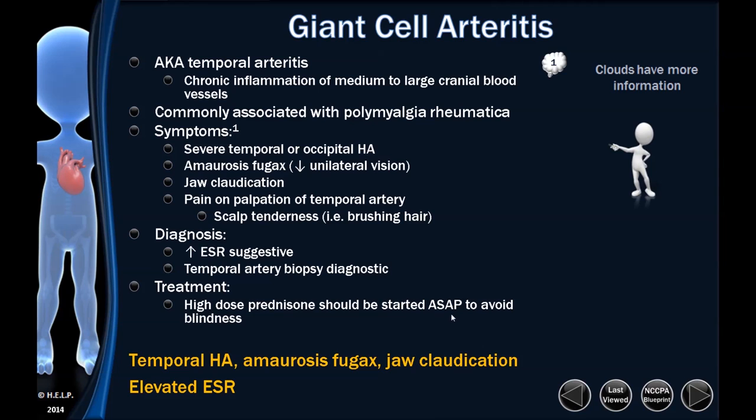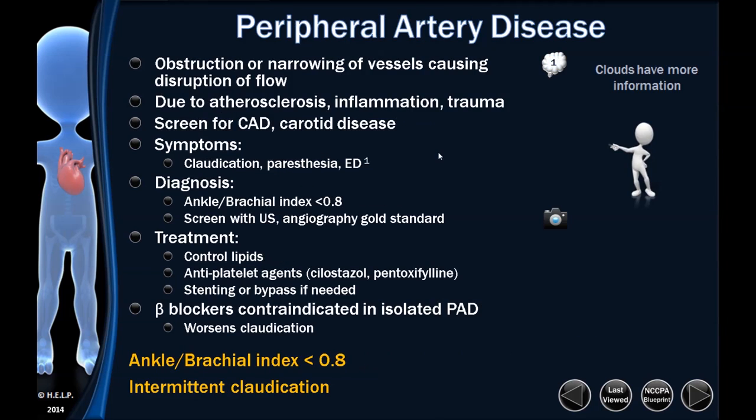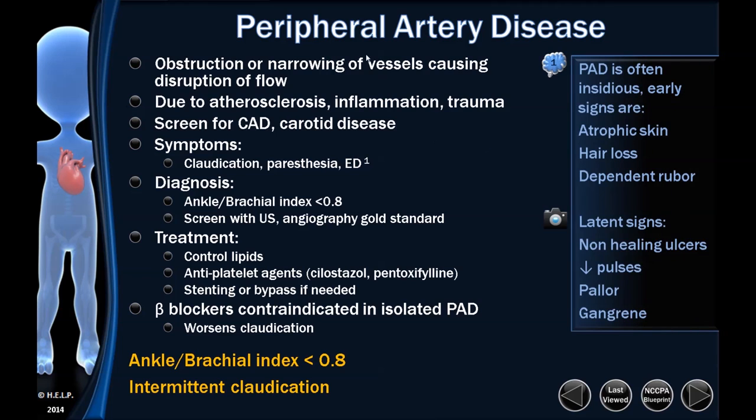Peripheral artery disease is an obstruction or narrowing of the vessels causing disruption of the blood flow. This is where you get claudication in the calves. So this is the patient who walks like 1 block and then gets pain in his calves. He has to sit down and rest before it goes away. People who have peripheral artery disease have hair loss, atrophic skin, and dependent rubor. When they do get ulcers, they don't heal very well, and they're very, very painful.